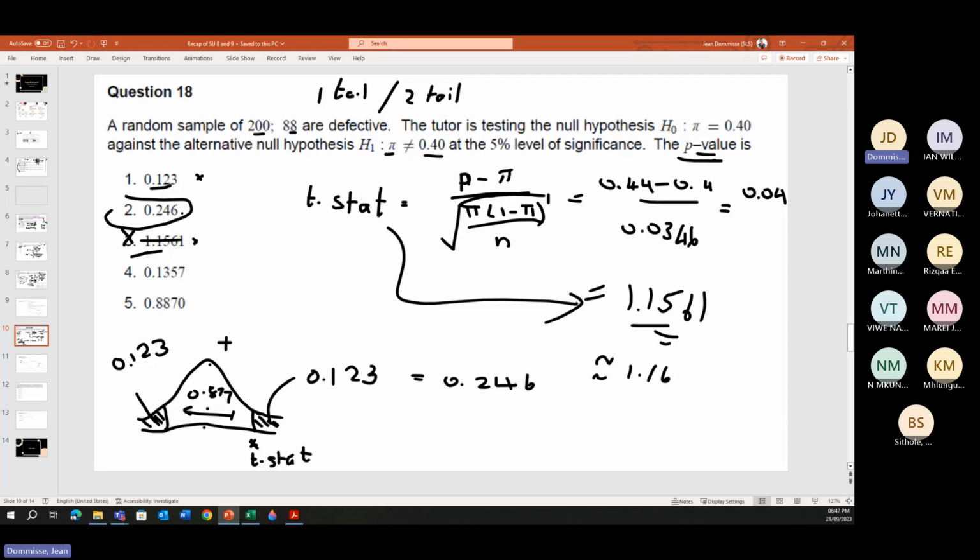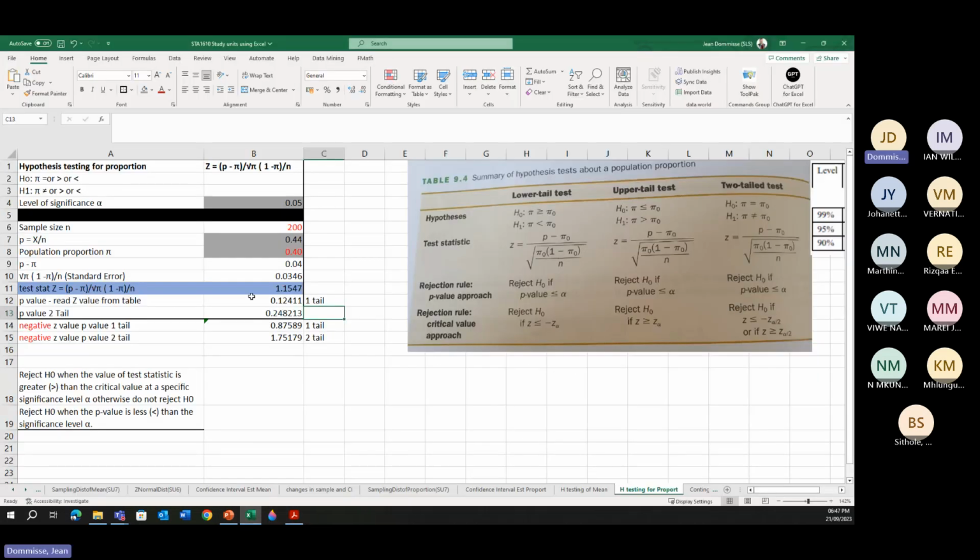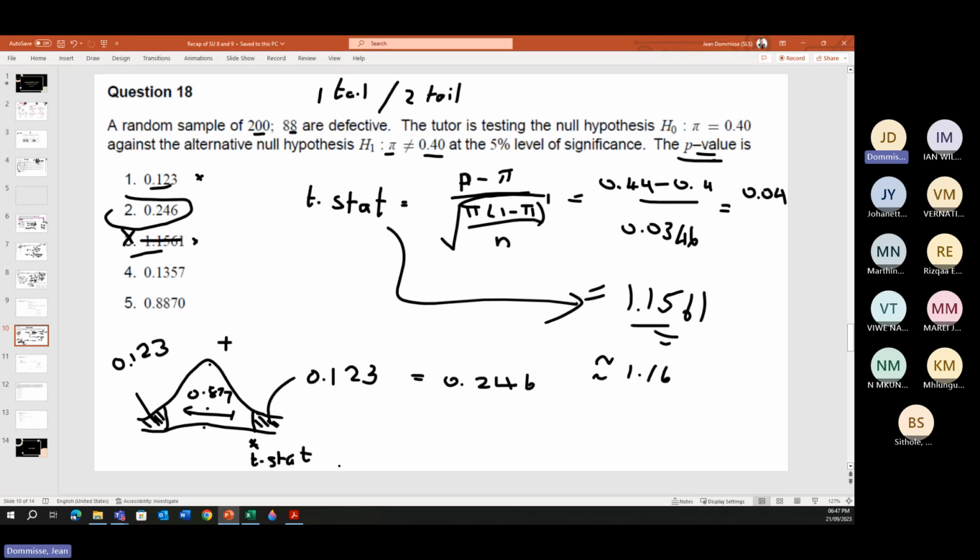This is probably the most difficult it will get for you in my hypothesis testing, because you needed to work out if you're going to use the one tail or the two tail. You needed to work out the proportion with the t-stat. So this is probably going to be the most difficult you'll get for the hypothesis testing. Okay.